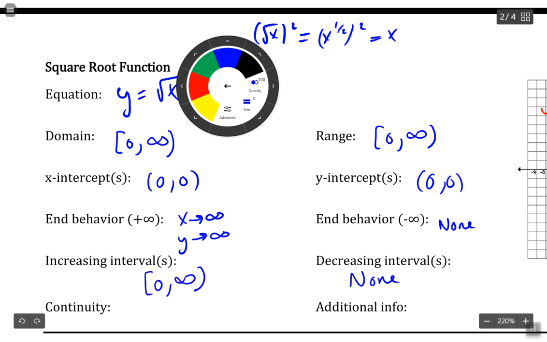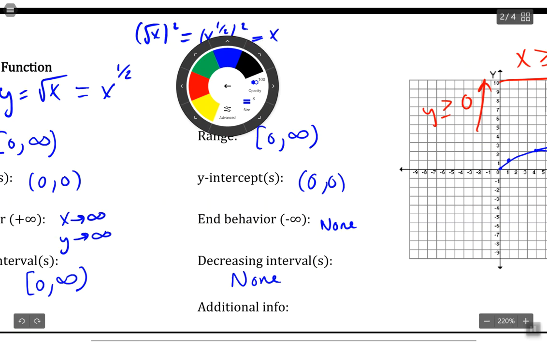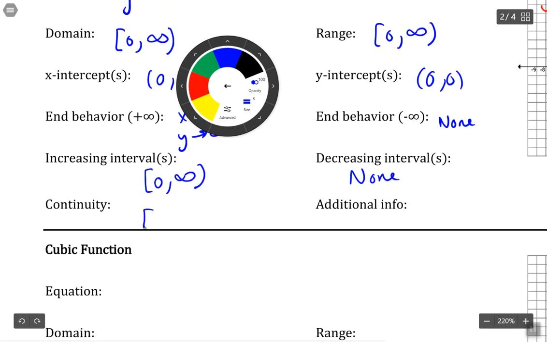It's increasing everywhere, so it's the same as the domain. Is it continuous? No. Okay, let me define this. It's one piece, but it's not continuous over all real numbers. Right, it's the same, it's continuous as long as you're in its domain. Makes sense now? It's not continuous everywhere, so when you're looking at continuity, if it's not all real numbers for the domain, then you need to tell me where it is continuous. And this is continuous, but it's only continuous in that same interval.